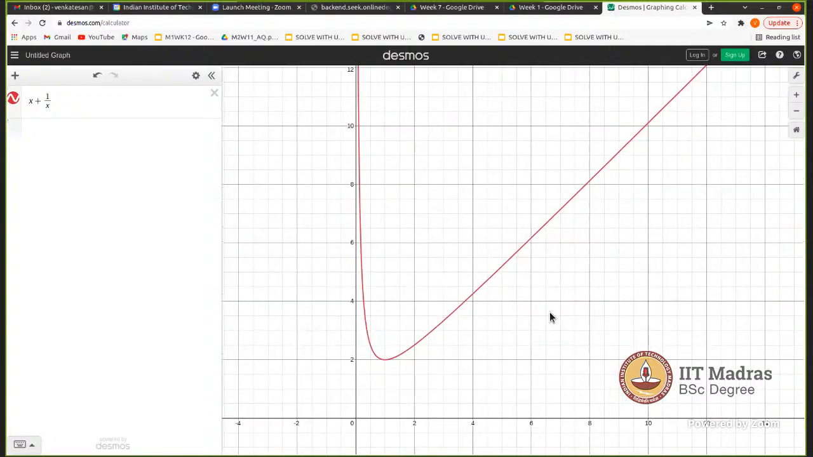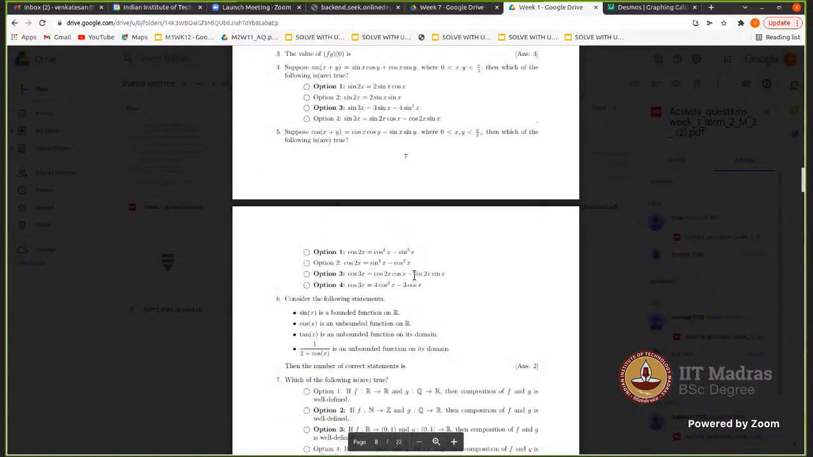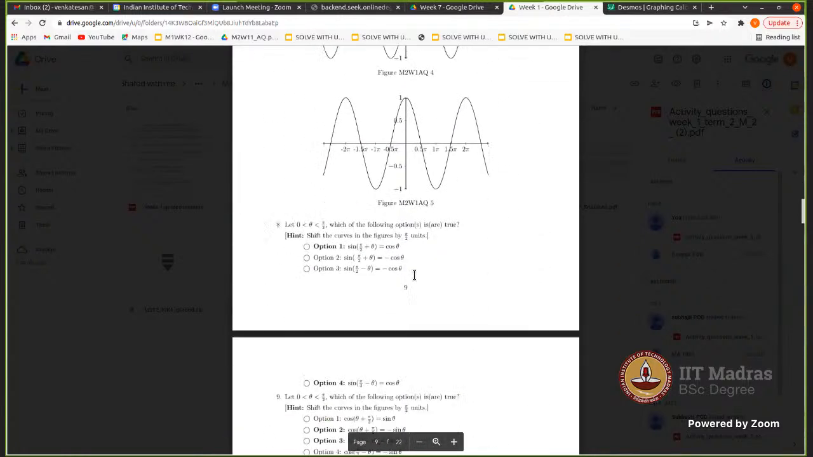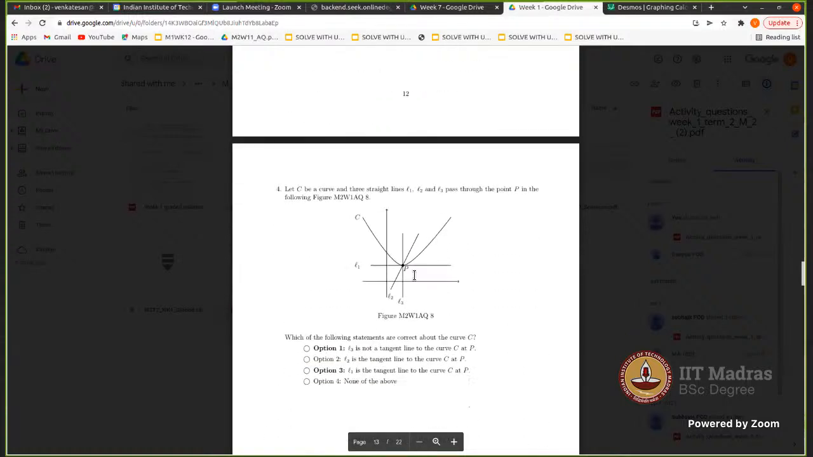What about values less than 1? Once you have the graph with you, we can conclude by looking at the graph itself. From there you can identify. What is the question number? See, activity 3 question number. Is she still there or she left? So question 8.